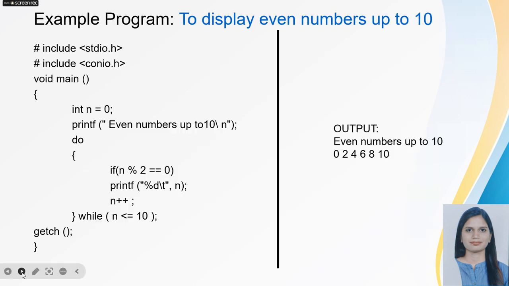Example program to display even numbers up to 10. #include <stdio.h>, #include <conio.h> header files, void main function, int data type and i initialization with 0 value. printf "even number up to 10". Do: if the condition is true, then printf "%d", i += 2 increment, and then while condition is checked. Display output, even numbers up to 10: 0, 2, 4, 6, and 10.